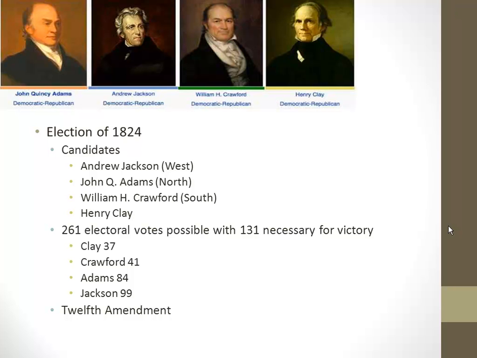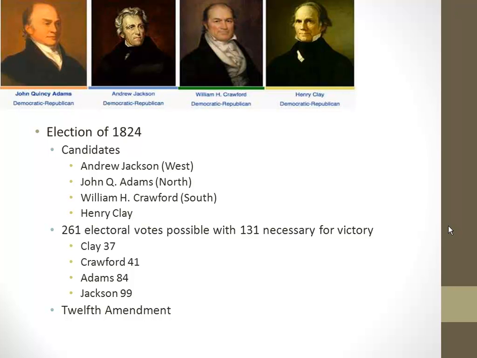So according to the 12th Amendment to the Constitution, the election had to be decided between the top 3 candidates in the House of Representatives. Henry Clay was the Speaker of the House of Representatives, and thus was in a position to pick the next president of the United States. Kind of awkward, right? So he's running for president. He's Speaker of the House, so he gets to decide of these 4 men who is going to become president.